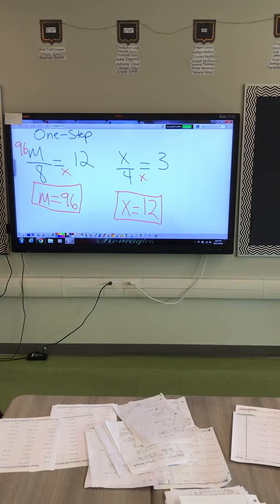Most of you are good with this. But when I take this to the next step, to the two-step portion, then we have some issues. Let's do that.